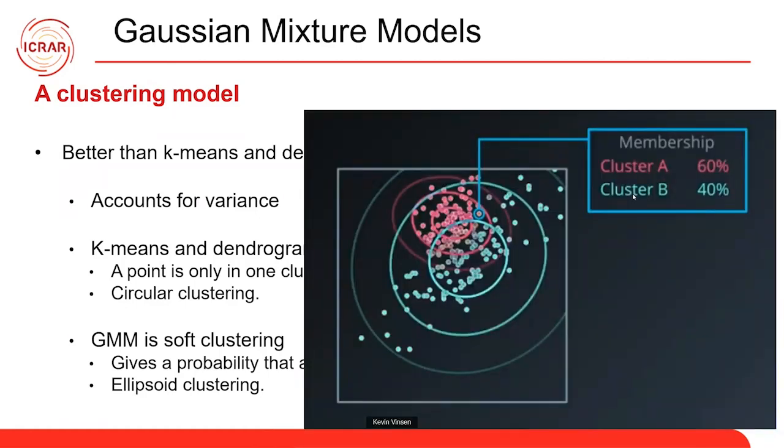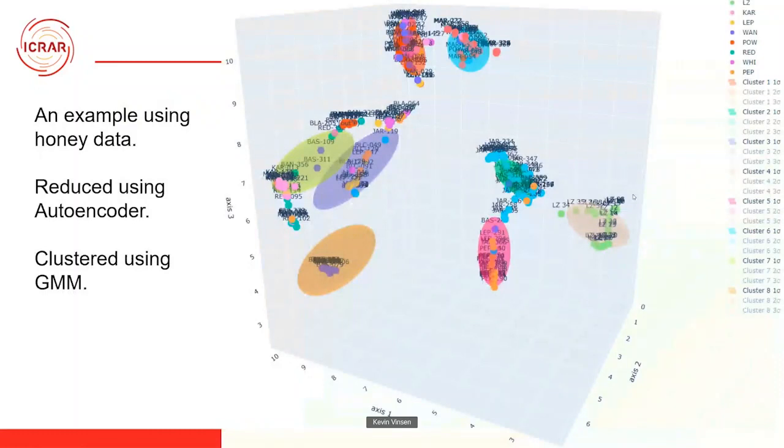So here's an example. The circle is in cluster A, possibly at 60%, or cluster B at 40%. But you can see we can also do sigma values where we show that whole set by moving it out. So let me show you some outputs from a honey example. Now this was reduced using an autoencoder and clustered using Gaussian mixture models. So you can see how well the data tends to cluster together. The different colored blobs are what the beekeeper reported the honey to be.